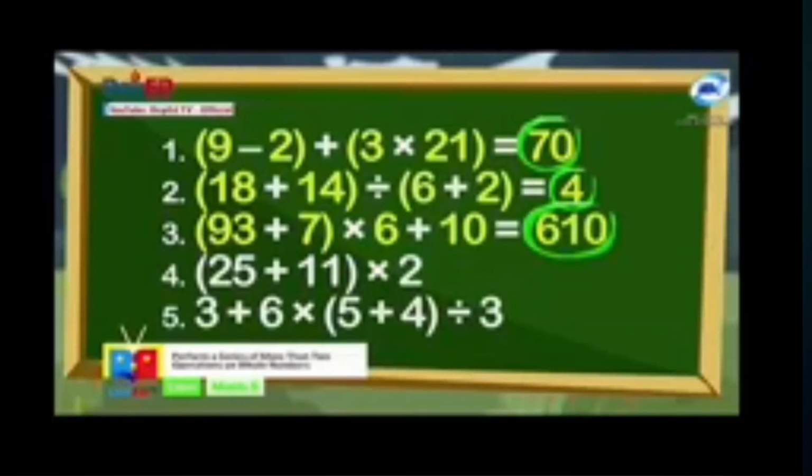Number 4. (25 plus 11) times 2 equals 72. Number 5. 3 plus 6 times (5 plus 4) divided by 3 is equal to 21.